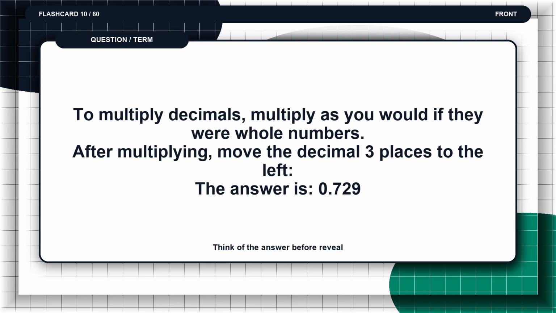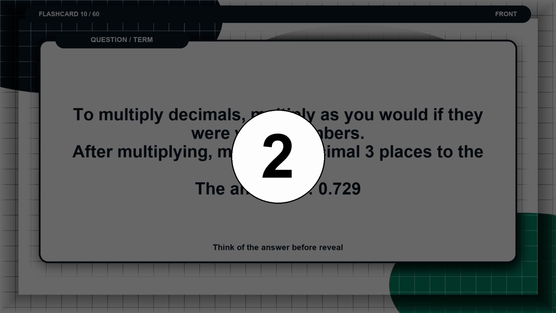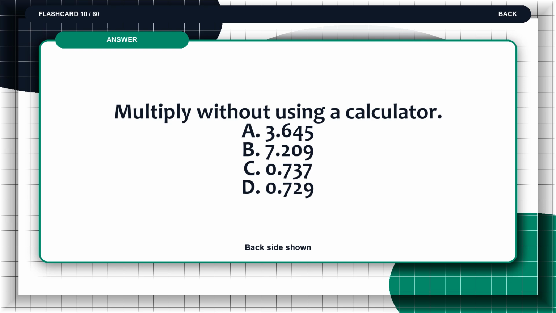Flashcard 10. To multiply decimals, multiply as you would if they were whole numbers. After multiplying, move the decimal 3 places to the left. The answer is 0.729. Think of the answer before the reveal. The answer is: multiply without using a calculator. A. 3.645, B. 7.209, C. 0.737, D. 0.729.